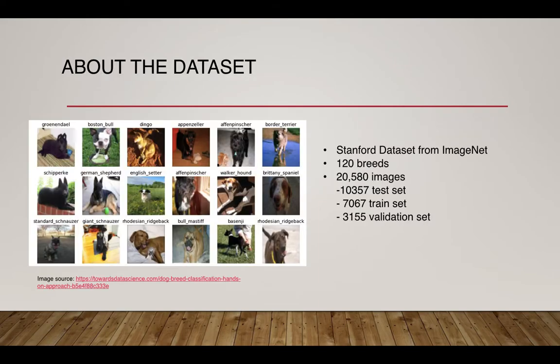So about the dataset, the dataset used for this project contains images of 120 breeds of dog from all over the world. It was created by a team at Stanford University, and the dataset has been referenced towards the end of this presentation. They built this dataset using the ImageNet dataset to accomplish fine-grained image categorization. The data has around 20,580 images for this project. This is the division of images for test set, train set, and validation set.